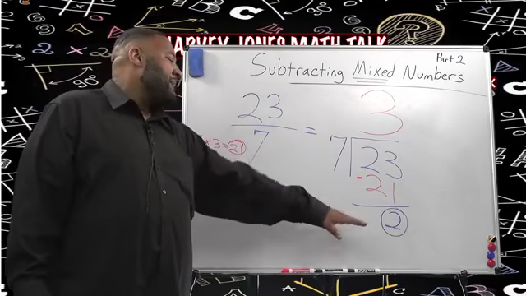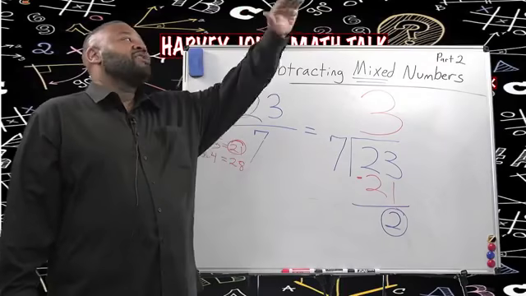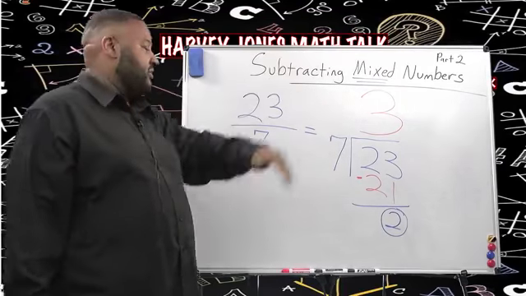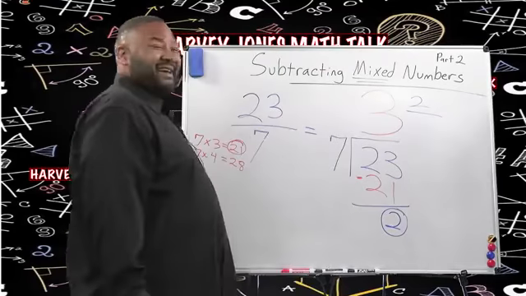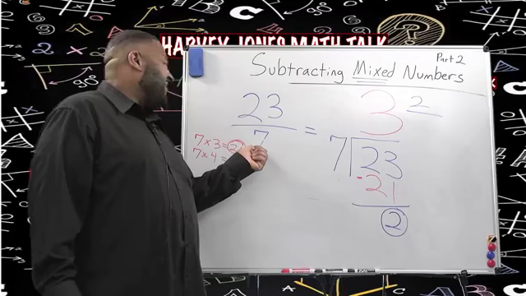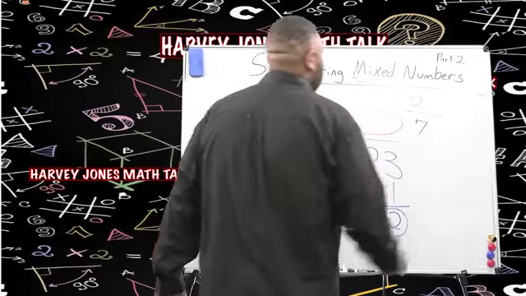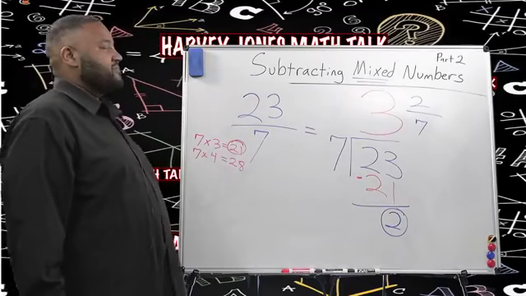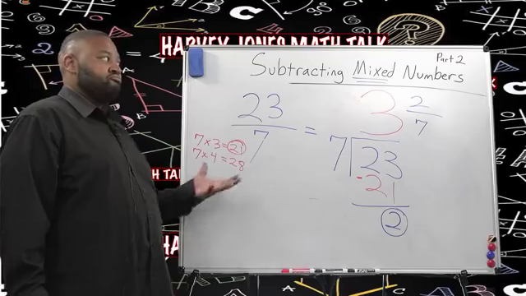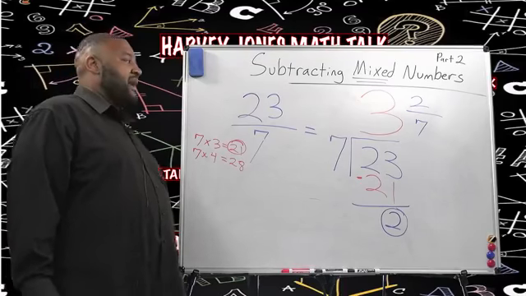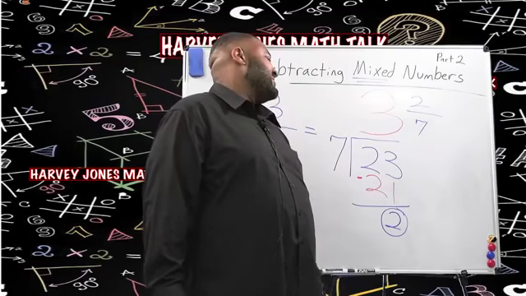The remainder is going to become our new top number, which we call our numerator. And guess what, folks? Our denominator is not going to change. It's going to remain the 7. Questions or concerns? You want to go backwards? Multiply, then you add. 7 times 3 is 21, 22, 23.